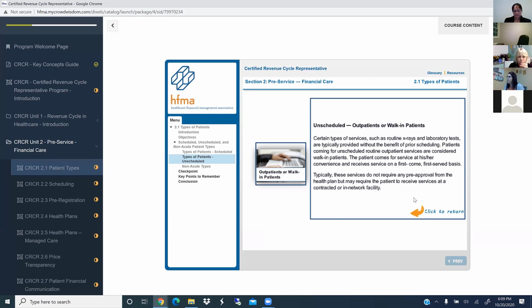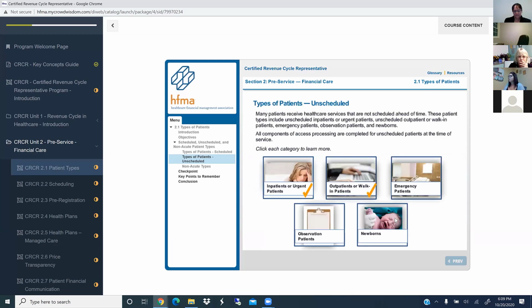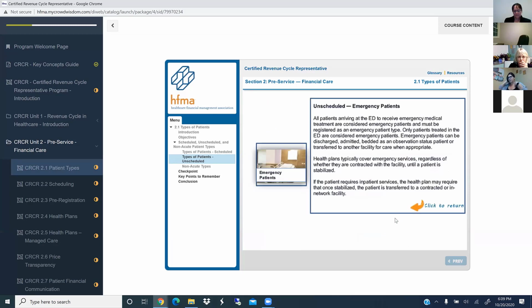If you go to emergency patients, unscheduled, all patients arriving in the emergency room are considered emergency patients and must be registered as an emergency patient type. Only patients treated in the ER are considered emergency patients. They could be discharged, admitted, bedded as an observation status, or transferred to another facility. This is the most common type of unscheduled. I would say emergency patients and newborns are probably the top two in unscheduled.